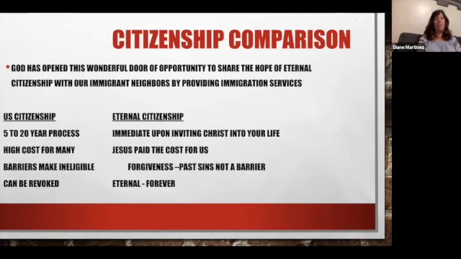The barriers make people ineligible. So if there's any kind of criminal issue in the past, Juana talked about the bans, the 10-year bans, because they left and came back, it bans them from getting residency and then citizenship. So there's no forgiveness in the law right now, but God gave us complete forgiveness because he took it all. And so past sins are not a barrier for eternal citizenship. And then there are certain cases where citizenship can be revoked, but never with the Lord. If you truly turn yourself over to the Lord, it's eternal and forever.